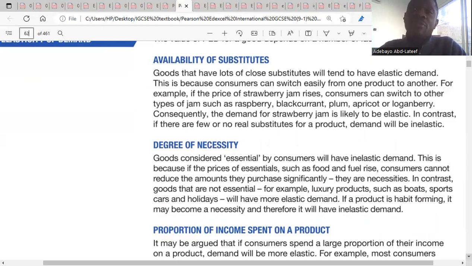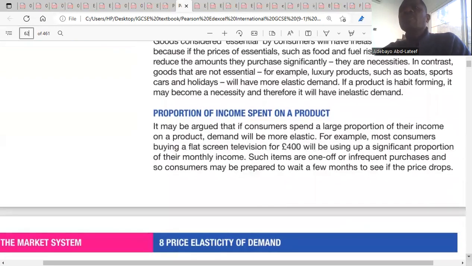Irrespective of the price, we have to buy them. Is it clear? The third one, proportion of income spent on the product. The percentage of your income that you spend on certain goods will determine if it is price elastic or inelastic.